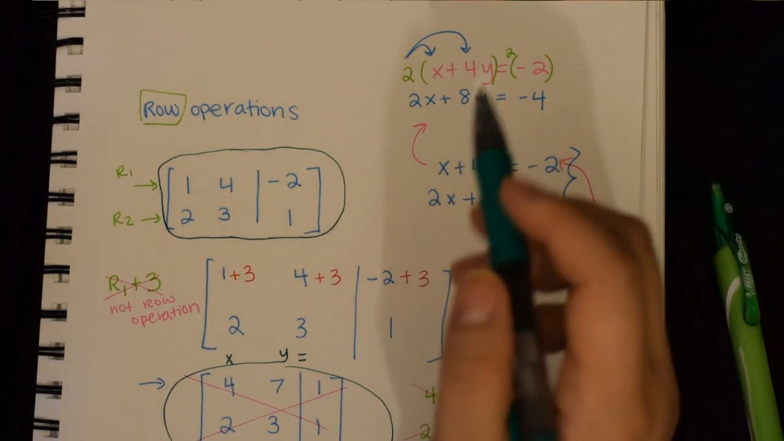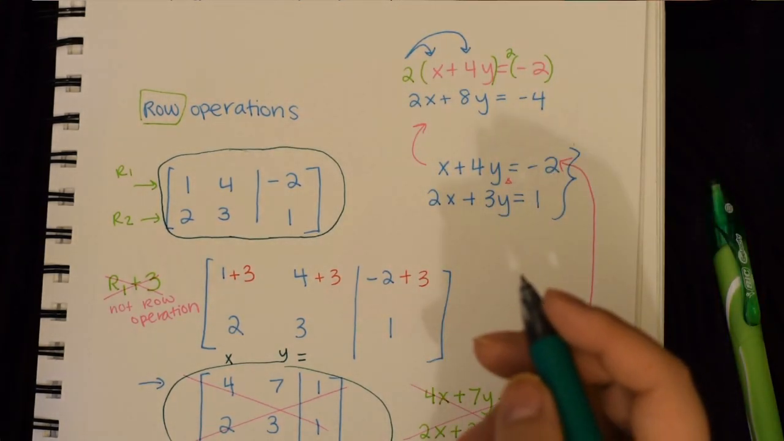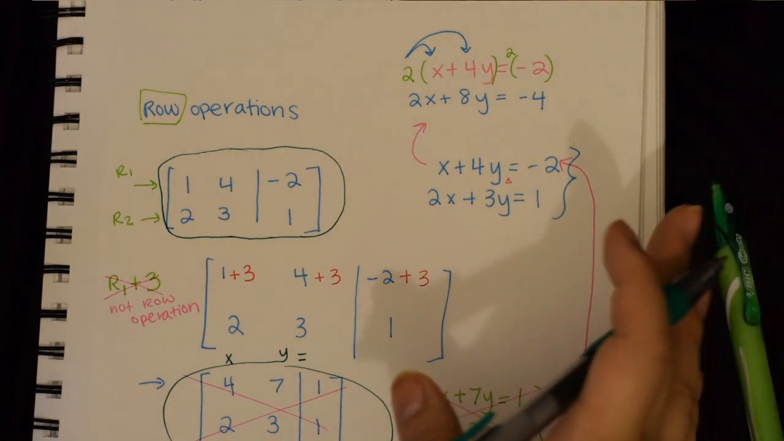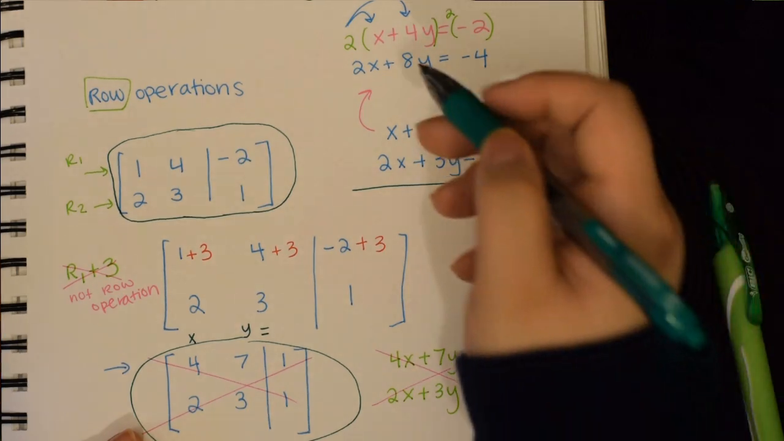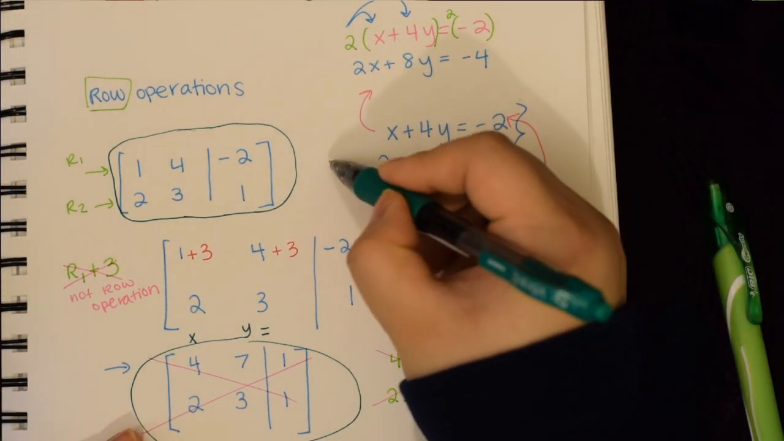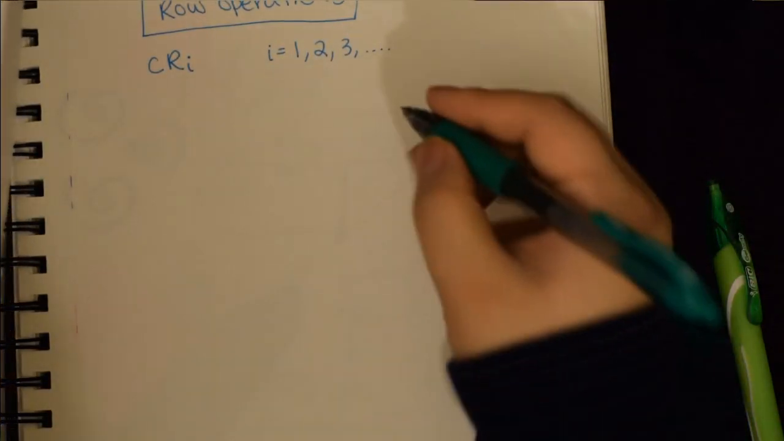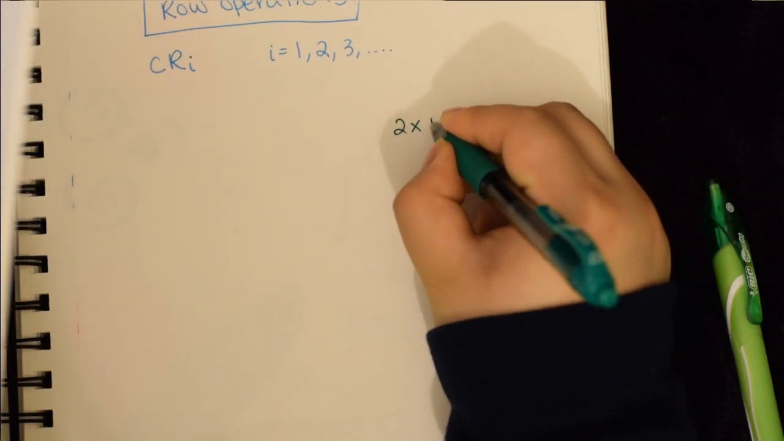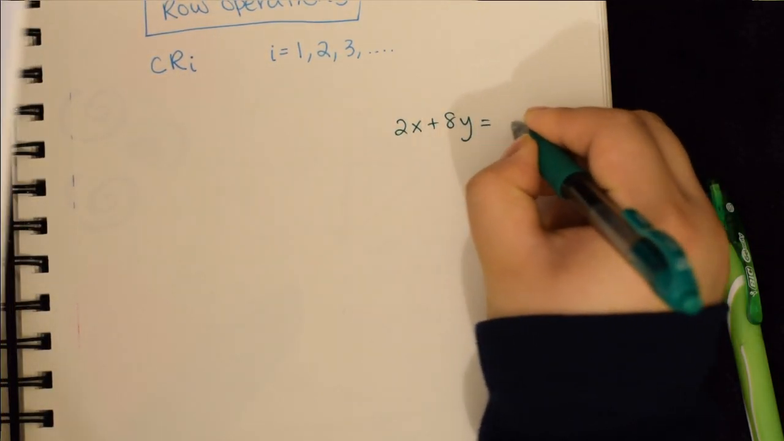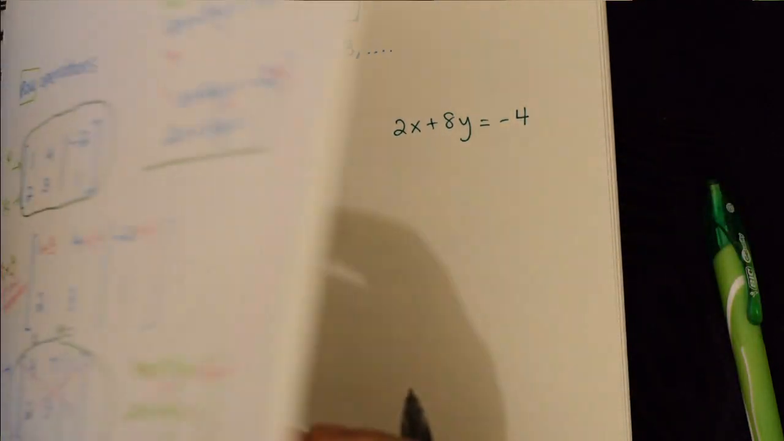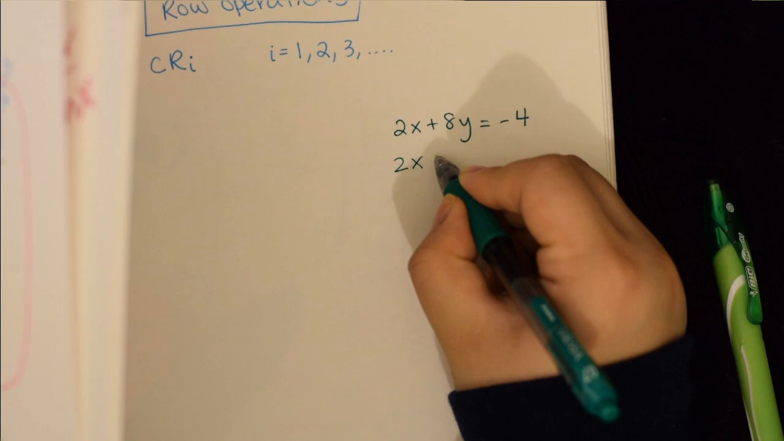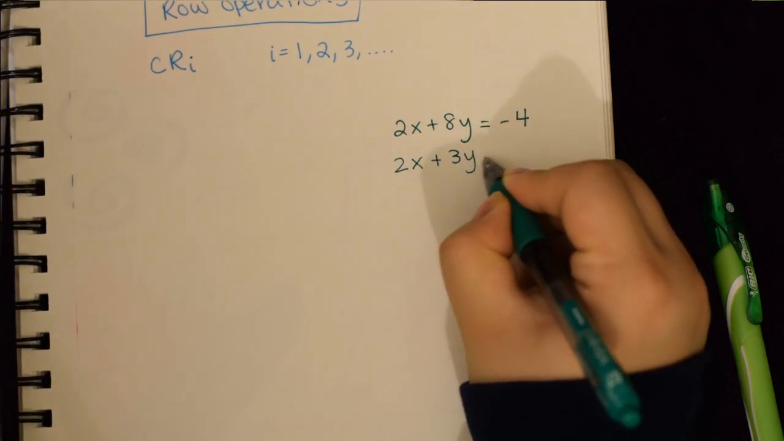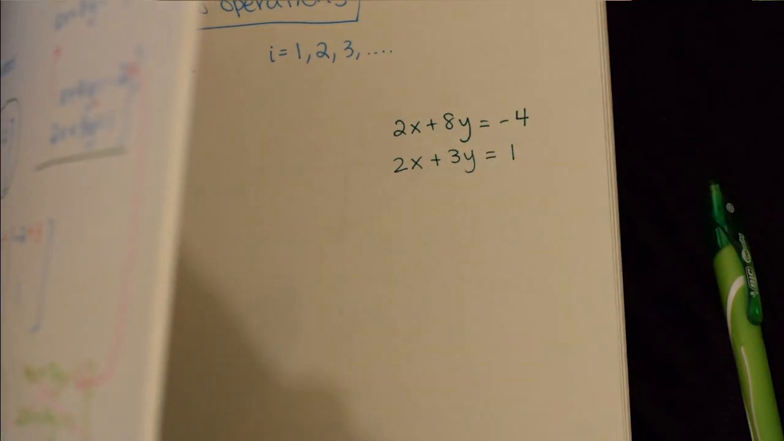So I guess I should have started by multiplying by negative 2 to really show the addition, but in this case we're going to subtract. So we do 2x, okay, let's write this again. We have 2x plus 8y equals negative 4, and then we have 2x plus 3y equals 1, right?